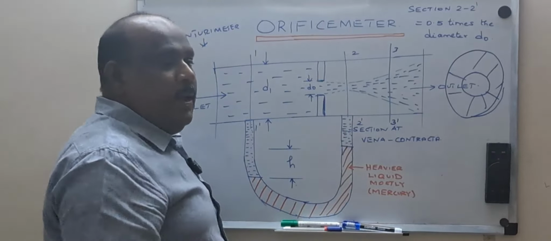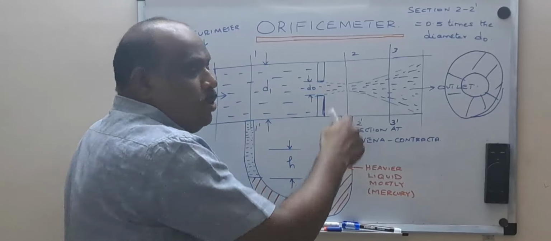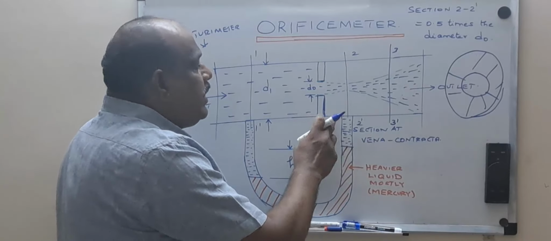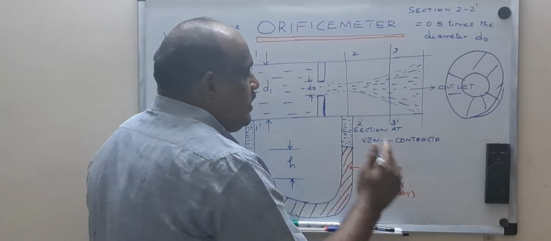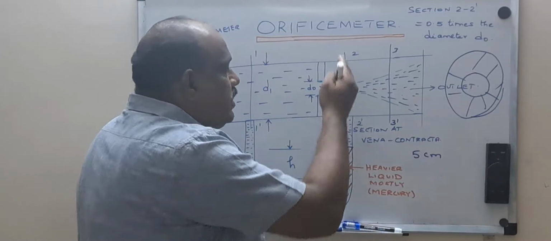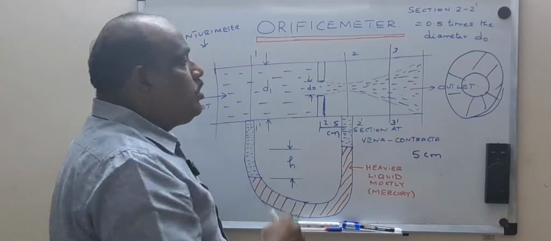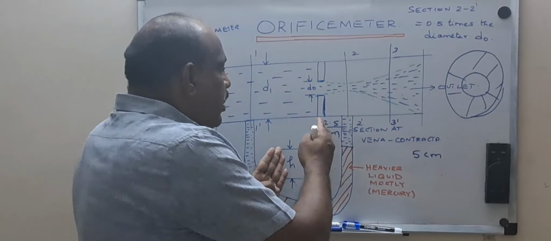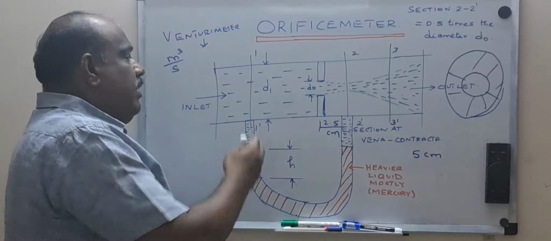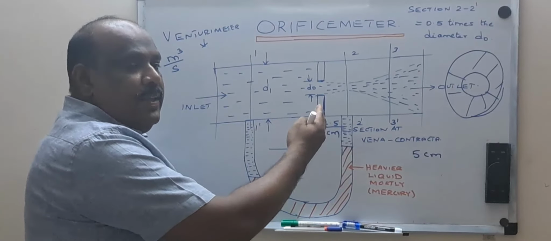At that particular section you have to draw a plane. There you have to tap the flow. That is section 2. Generally, this 2, 2 dash will occur at 0.5 times the diameter of the orifice. Let us say the diameter of the orifice is 5 centimeter. Then I have to place this plane at a distance of 2.5 centimeter. Got the logic? So it should be placed at 0.5 times the diameter, which is 2.5 centimeter from the orifice plate. Similarly, where do I have to keep plane 1? Any idea? Definitely it is a little far away from the orifice plate.